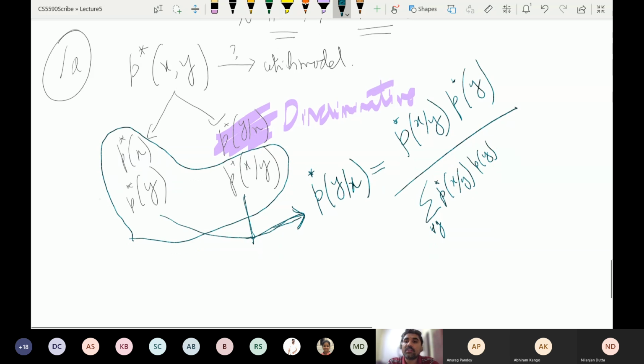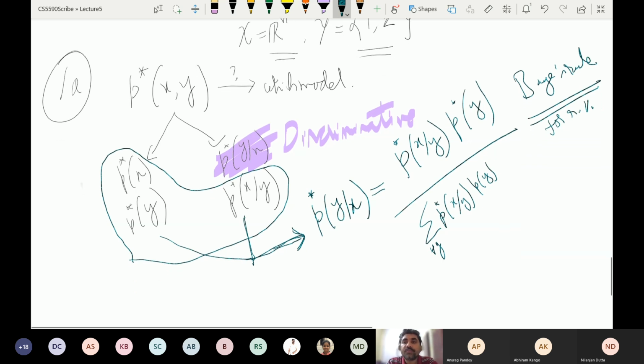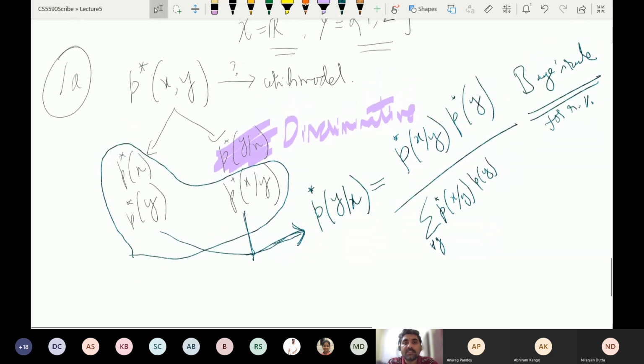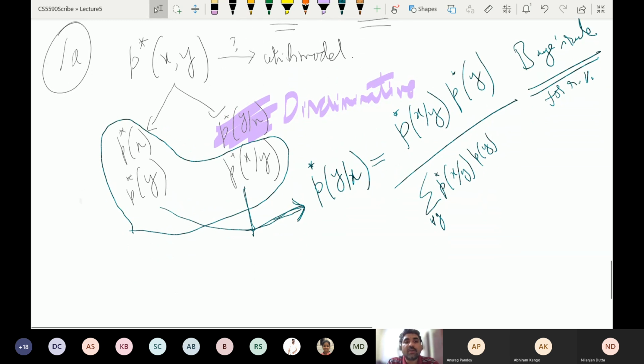So what is this called? This is the Bayes rule, right? This is the Bayes rule for random variables, not for events. It looks very similar to the Bayes rule for events, but nevertheless it holds for conditioning of random variables also. So what did we recall till now?